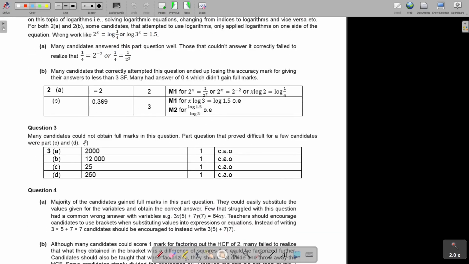And then this one I also did. Question 3, many candidates could not obtain full marks in this question. The part questions that proved difficult for a few candidates were C and D. So there was the 2,000, the 12,000, and then 25 and 250. So let's go and study your tables.